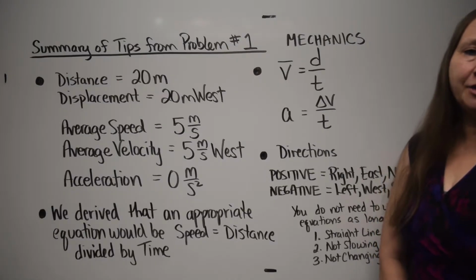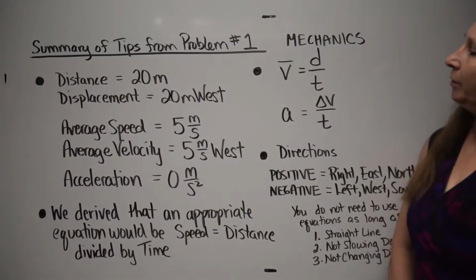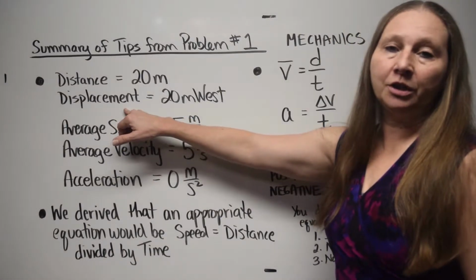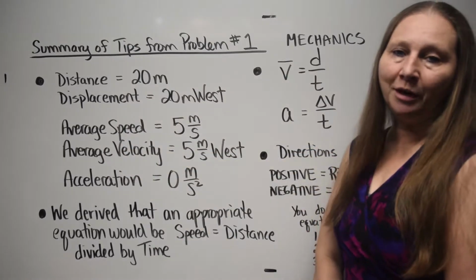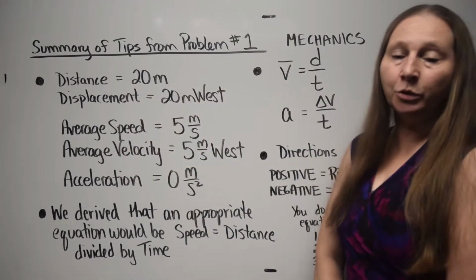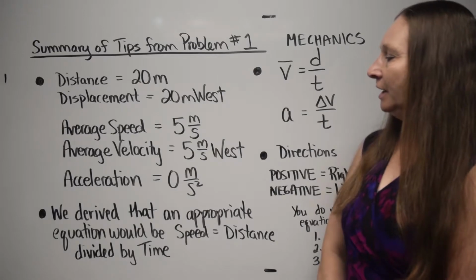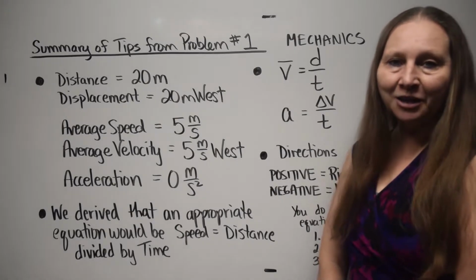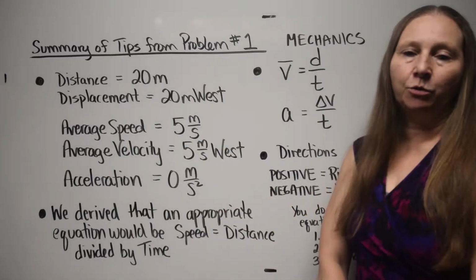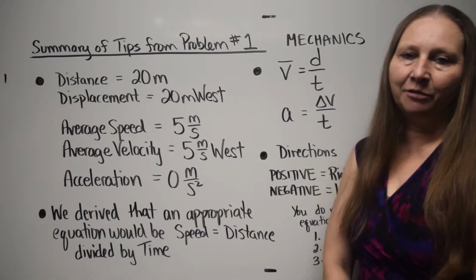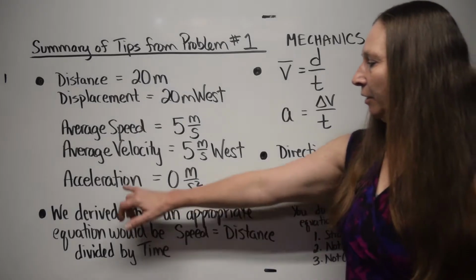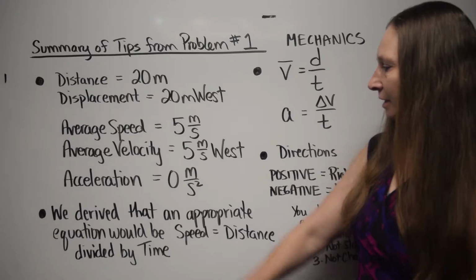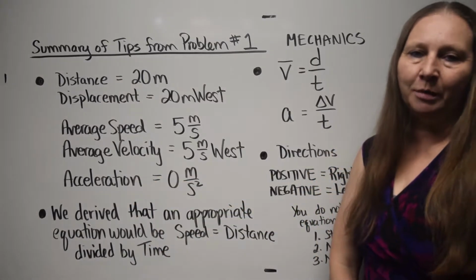Just a little summary of some of the things we learned from doing the first problem. First of all, the dog's distance that he covered was 20 meters. The displacement was 20 meters west. His average speed was 5 meters per second. His average velocity would be 5 meters per second west, or negative 5 meters per second. Now, if the dog was running at a constant speed or a constant velocity, then we know that the acceleration was 0 meters per second squared.